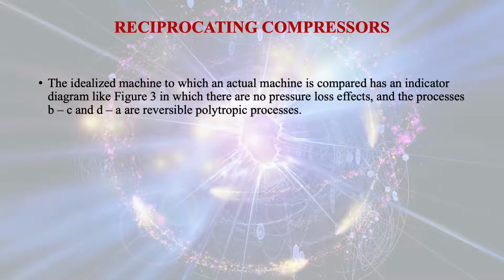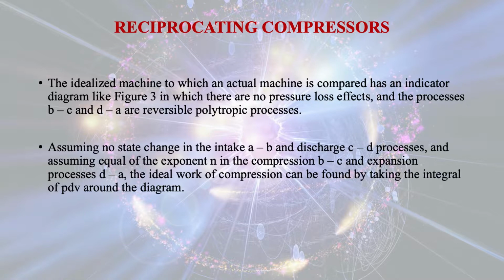The idealized basis to which an actual machine is compared has an indicator diagram like figure 3. We will see figure 3 later on, in which there are no pressure loss effects and the processes B to C and D to A are reversible polytropic processes, assuming no state change in the intake A to B and discharge C to D processes, and assuming equal value of the exponent n in the compression from B to C and expansion processes D to A.